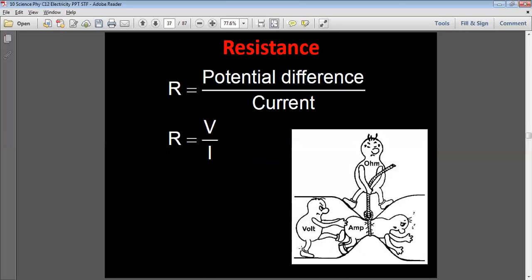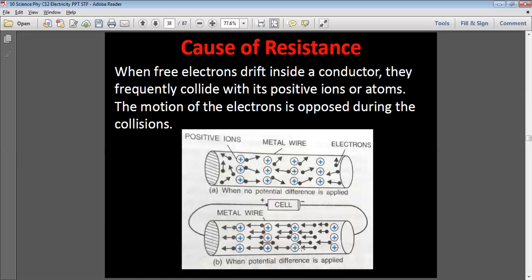Resistance formula: R equal to potential difference divided by current. Potential difference, the symbol is V, current, the symbol is I, and resistance symbol is R. R equal to potential difference divided by I.